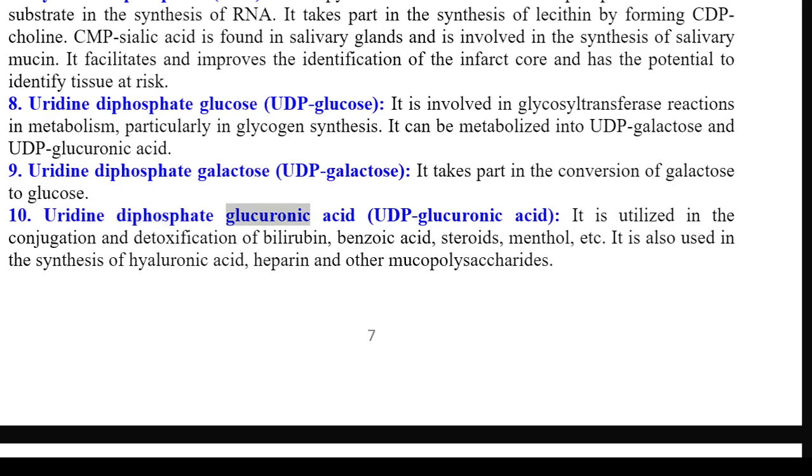10. Uridine diphosphate glucuronic acid, UDP glucuronic acid. It is utilized in the conjugation and detoxification of bilirubin, benzoic acid, steroids, menthol, etc. It is also used in the synthesis of hyaluronic acid, heparin and other mucopolysaccharides.